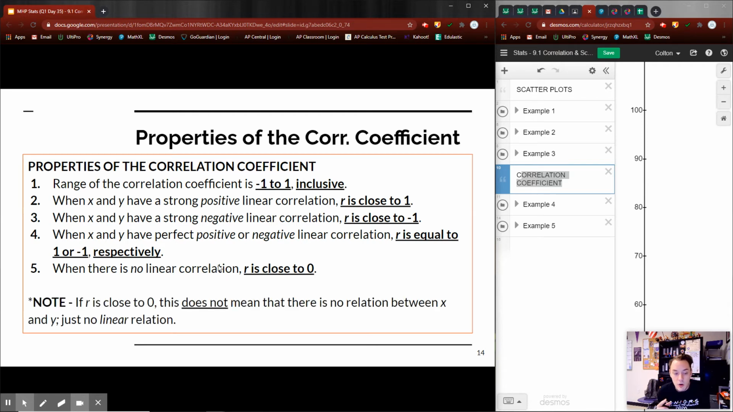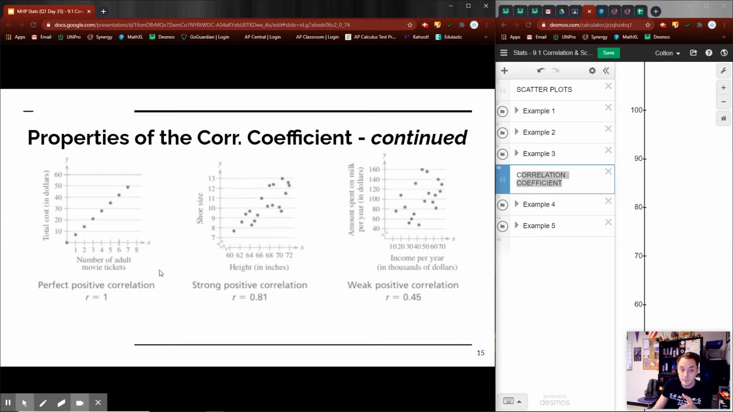And then last note, if R is close to 0, this does not mean that there is no relationship between X and Y. It just means that there's no linear relationship. When we calculate the correlation coefficient, all that means is that there is no linear relationship. There could be a relationship, and you probably will get a number, but there's no linear relationship. That's all it means.